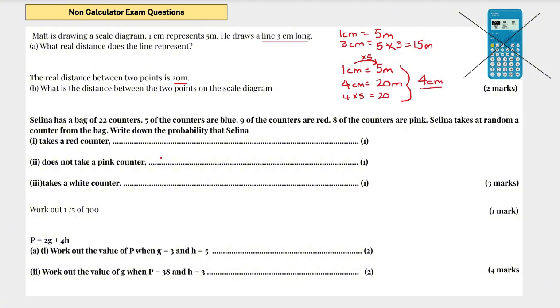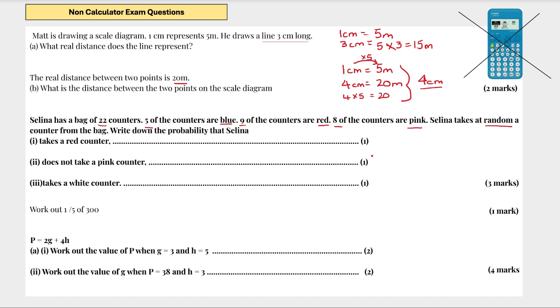The next one is a classic, so bag of counters. And I know you guys hate this question so much, so I'm going to try and break it down as best as I can. Selena has a bag of 22 counters. Just going to underline that because that's key. 5 of the counters are blue. 9 of the counters are red. 8 are pink. Selena takes at random, eyes closed, a counter from the bag. Write down the probability that Selena takes a red counter.